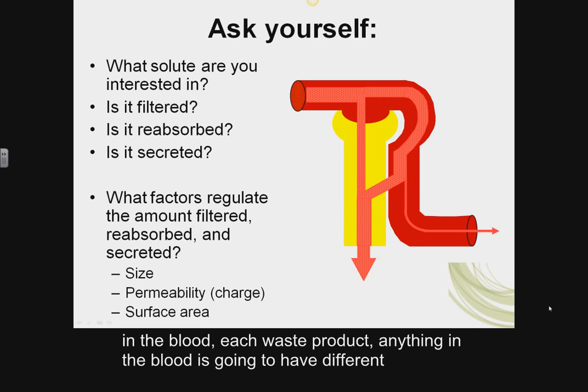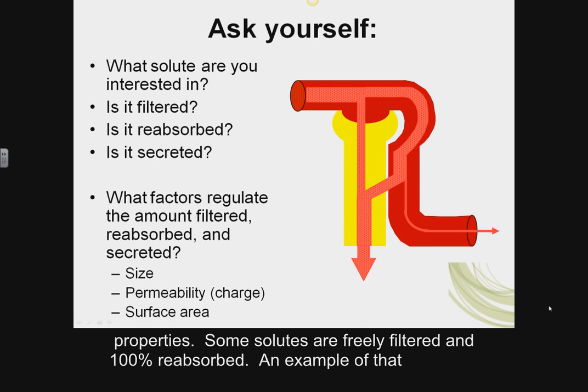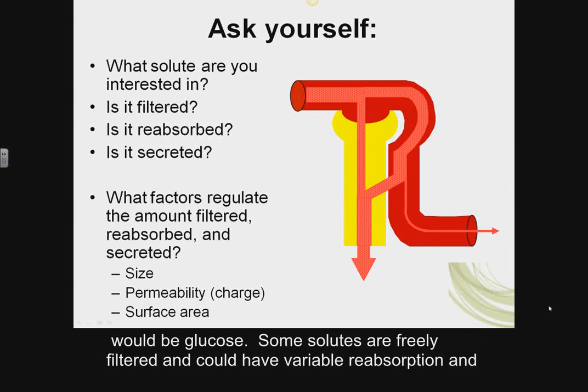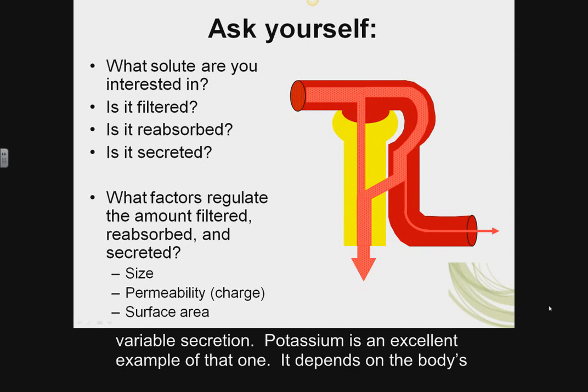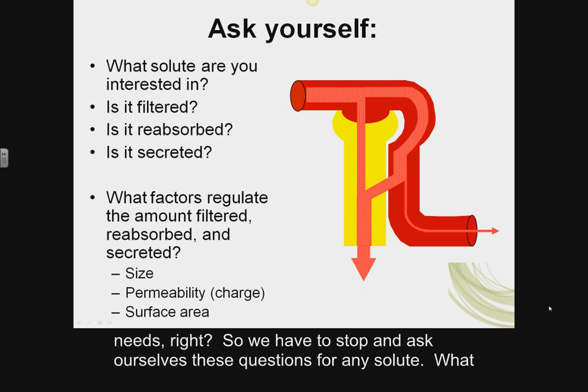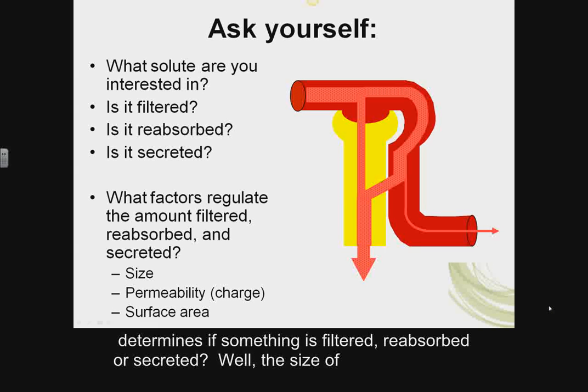Each solute in the blood, each waste product, anything in the blood is going to have different properties. Some solutes are freely filtered and 100% reabsorbed. An example of that would be glucose. Some solutes are freely filtered and could have variable reabsorption and variable secretion. Potassium is an excellent example of that one. It all depends on the body's needs, right? So we have to stop and ask ourselves these questions for any solute.